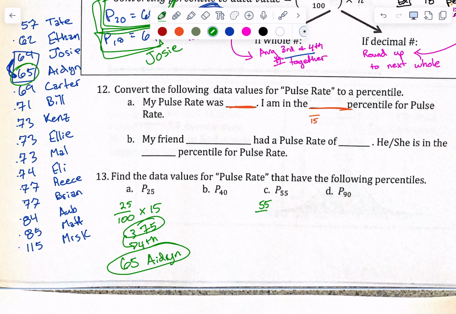55 over 100 times 15 is how much? 8 point something. 8.25. So you would round up to 9 and you would take the ninth person. 1, 2, 3, 4, 5, 6, 7, 8, 9, 73.